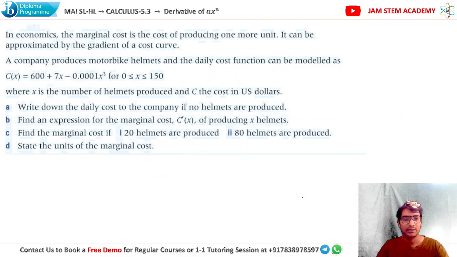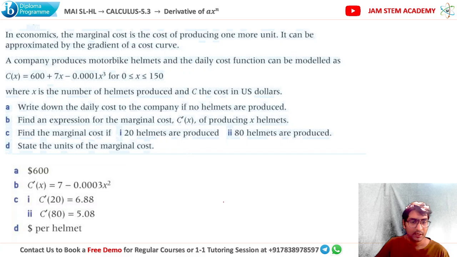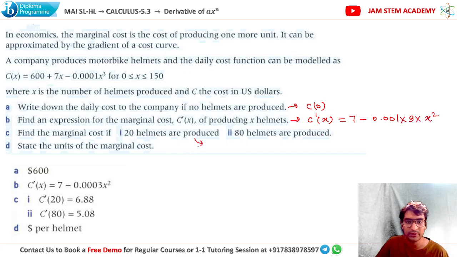So now the answers are as follows. As I said, directly substitution. C of 0 is the answer to the first part. C prime x is the answer to the second part, which we already calculated as 7 minus 0.001 times 3 times x squared. And the last, this one was the value C prime of 20, and this is C prime of 80. Marginal cost is in US dollars per helmet.